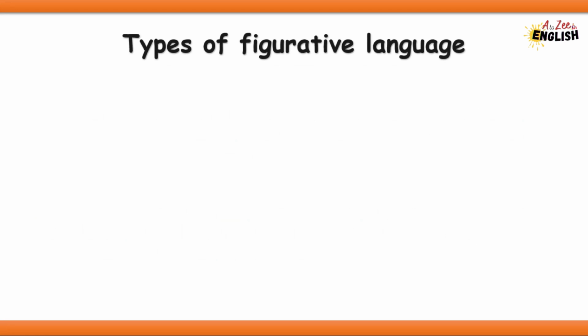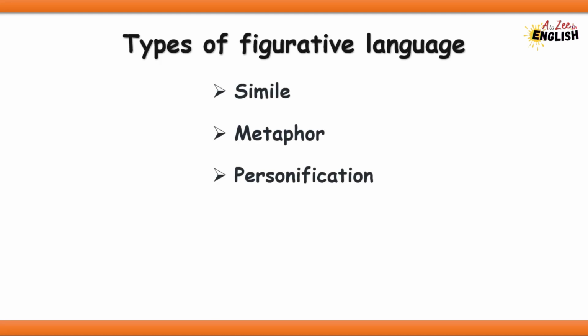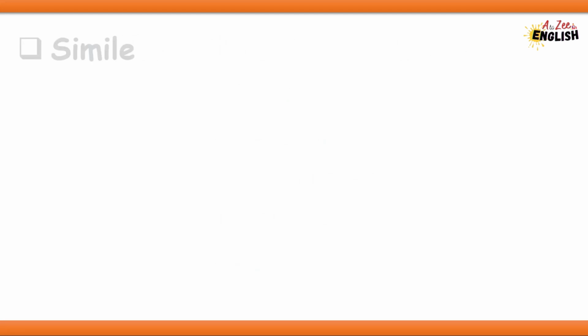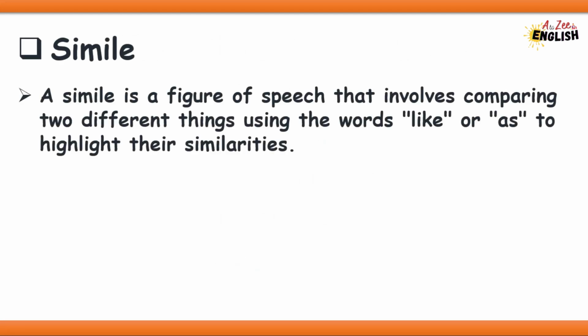Types of figurative language. There are various types of figurative language. Common ones are simile, metaphor, personification, hyperbole, and symbolism. Let's discuss the first type, simile. A simile is a figure of speech that involves comparing two different things using the words like or as to highlight their similarities.